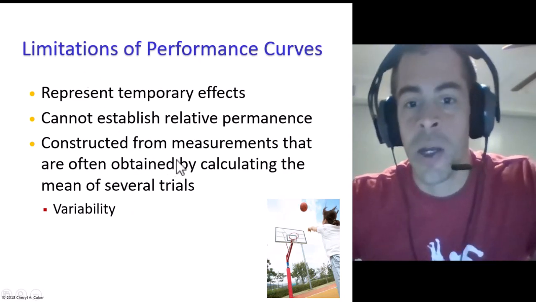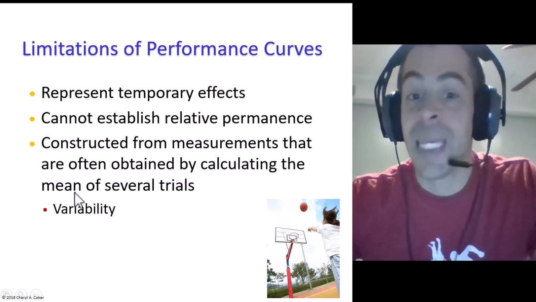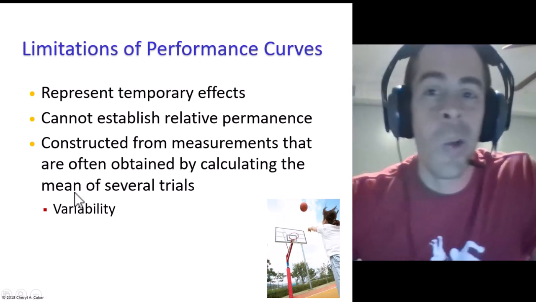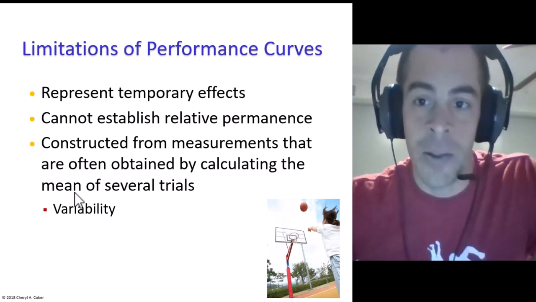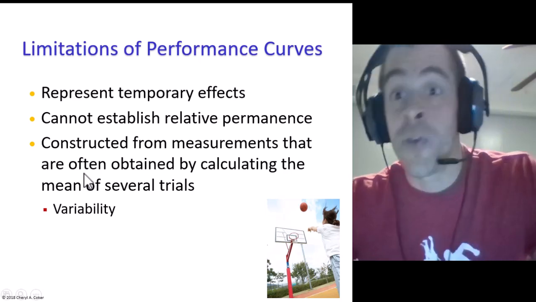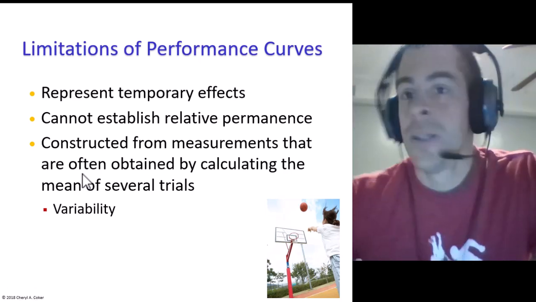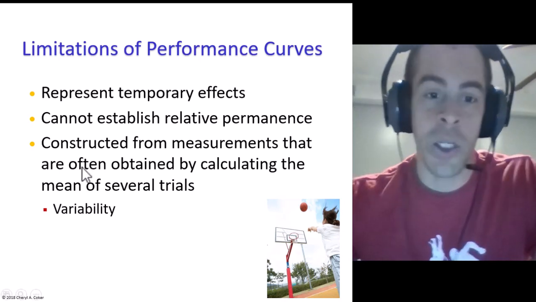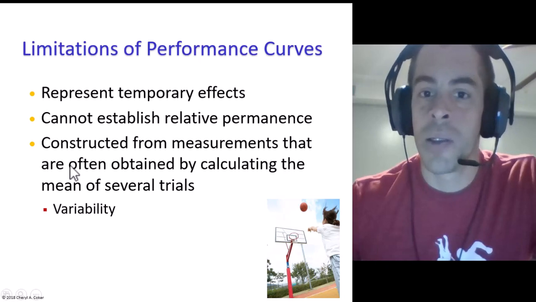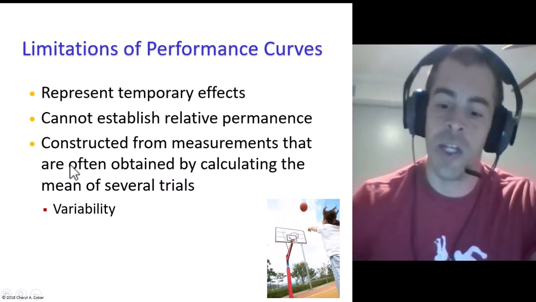And you could see they're constructed from measurements that are often obtained by calculating the mean of a few trials. Well, what about the variability? If you do 3 trials and then you plot the average of the 3, well, what about the one that maybe deviated distinctly in the negative direction? Sure, it's going to drop that average, but does that represent learning? I don't know. There are some limitations to that.